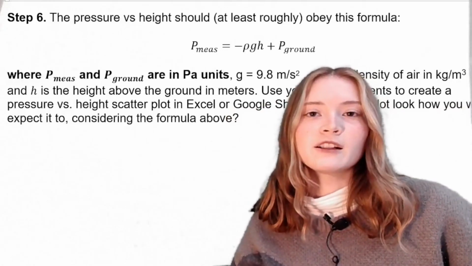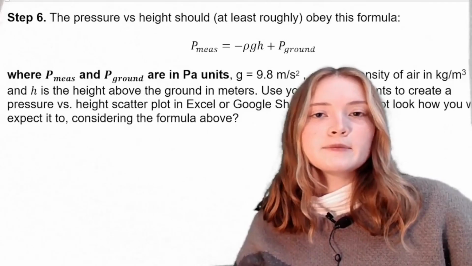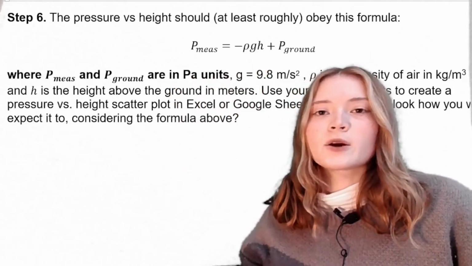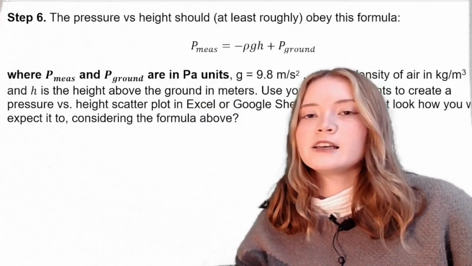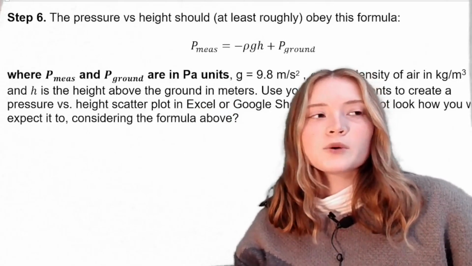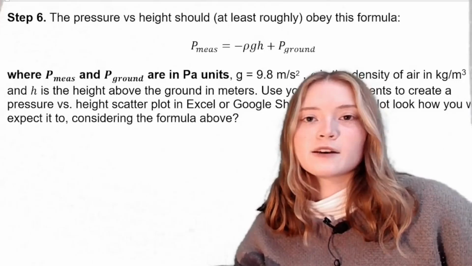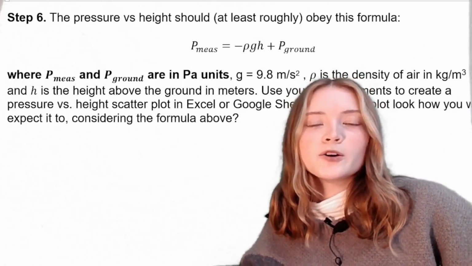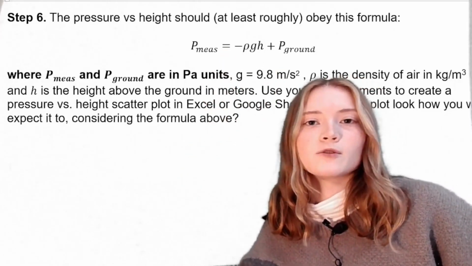So now that we've finished collecting our data, we can move on to data analysis. In step 6, we are given this formula right here, and this describes what we know to be roughly the relationship between pressure and height in Earth's atmosphere. What we're going to do in step 6 is create a scatter plot using the data that we just collected. And throughout this activity, we're going to see how our model matches up to this known formula. First, let's just talk through the formula.